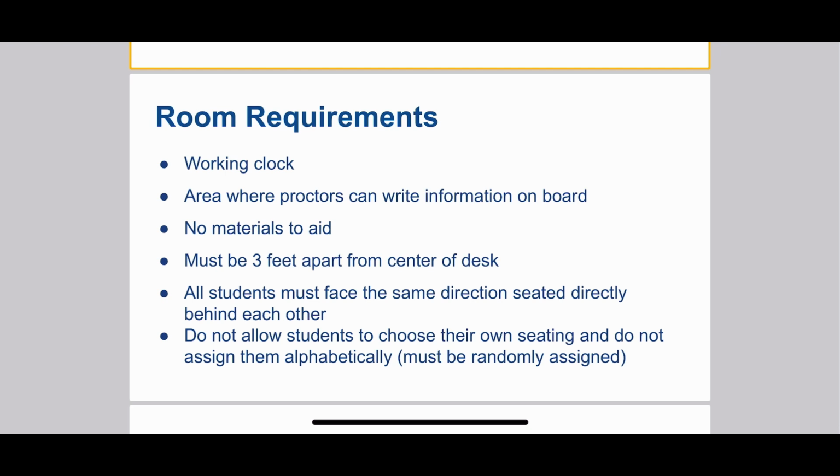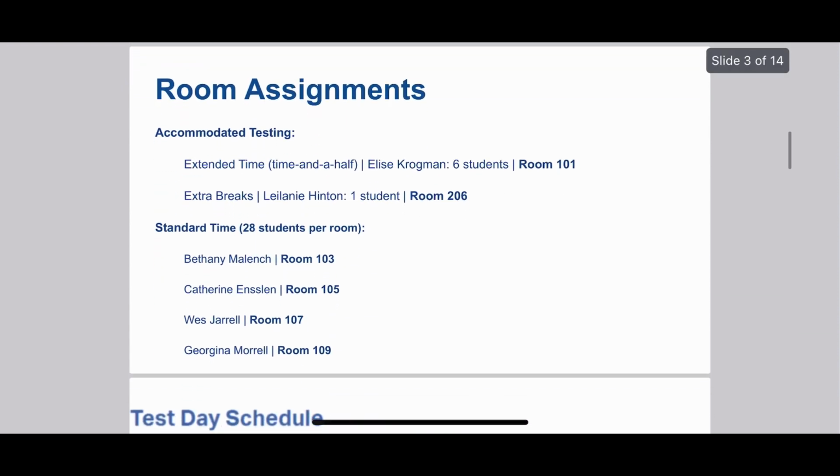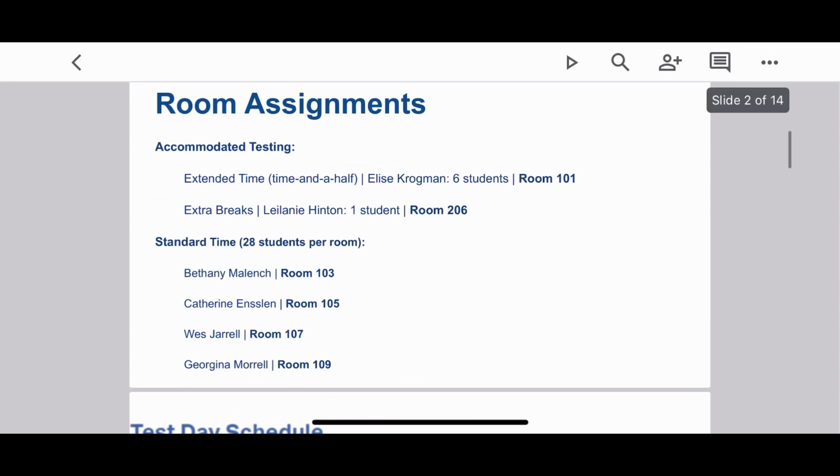Each room needs to have a clock. The proctor will write information on the board that I will share with you later. Students are not allowed to bring in additional materials. Desks will be 3 feet apart. They must be facing the front of the room. No one can be facing sideways or backwards. And you have to assign each student randomly. They can't be seated alphabetically, and they can't select their own seats.